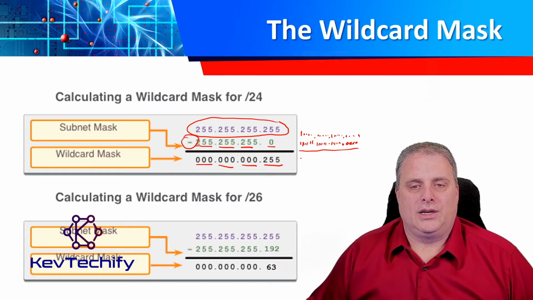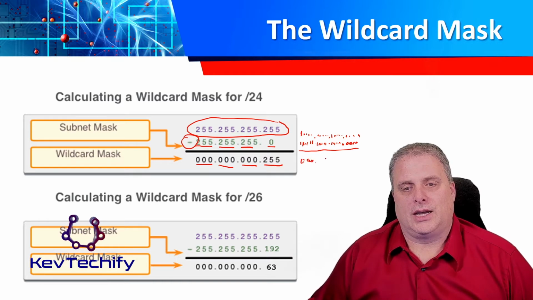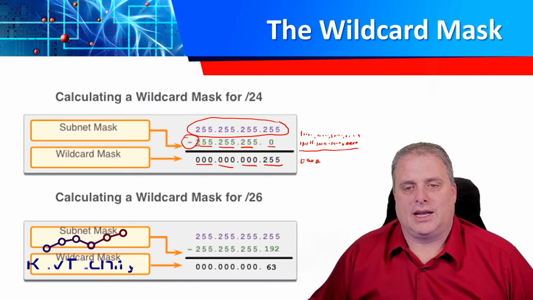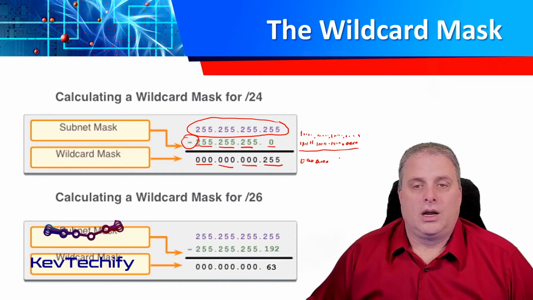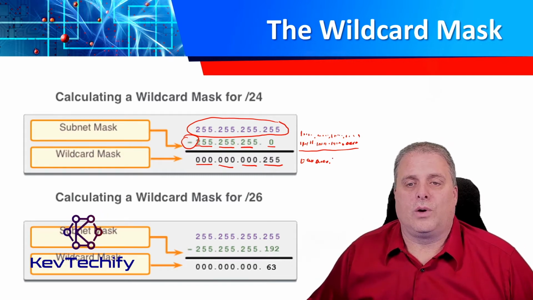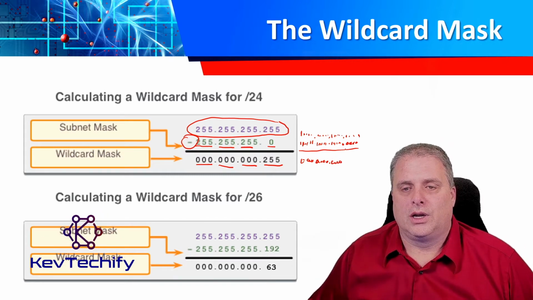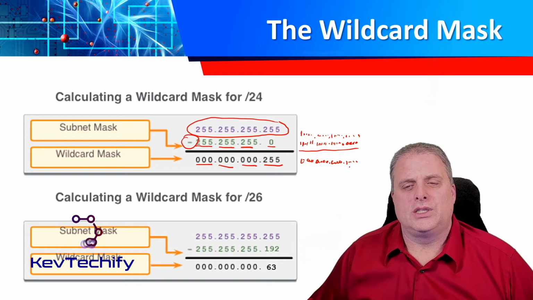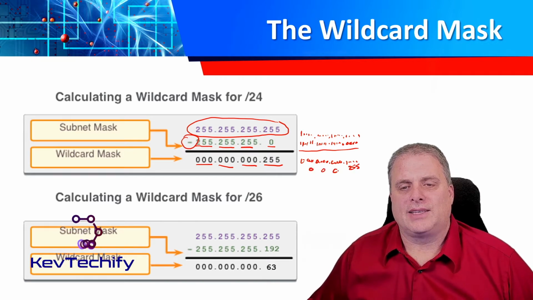1 minus 1 here gives us all zeros in the first octet. 1 minus 1 in the second octet gives us all zeros here. In the third octet, we have 1 minus 1 that gives us all zeros. In the fourth octet, we have 1s minus zeros that gives us all ones here. All ones is equal to 255. We convert this all into decimal.